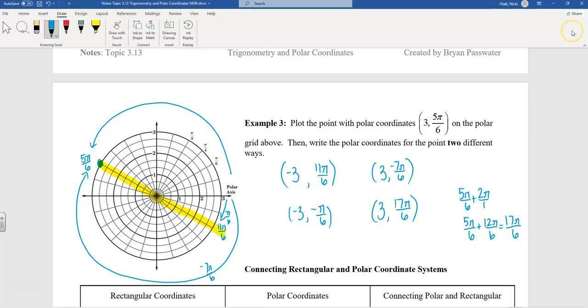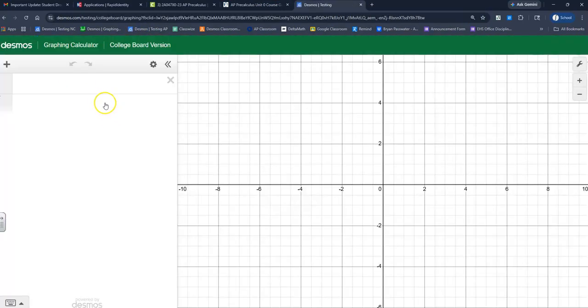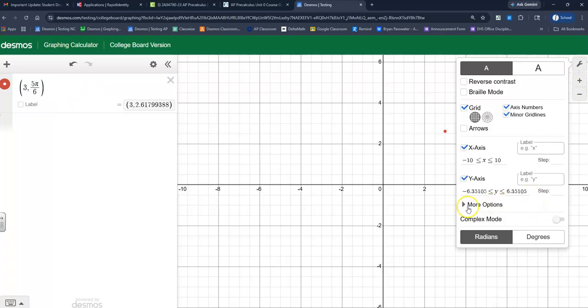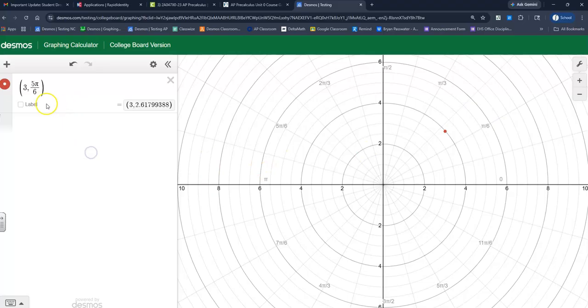I need to do a little more exploration with Desmos, but I am pretty sure that if we graph like (3, 5 pi over 6), it does not graph the polar coordinate there. It is going to graph the point (3, 2.617). You can put the circular graph there, but is this the point (3, 5 pi over 6), the one we just graphed? No. If you just type in a point, it is going to graph it in rectangular mode. I know it'll graph polar equations, but I don't think it will graph just polar coordinates.